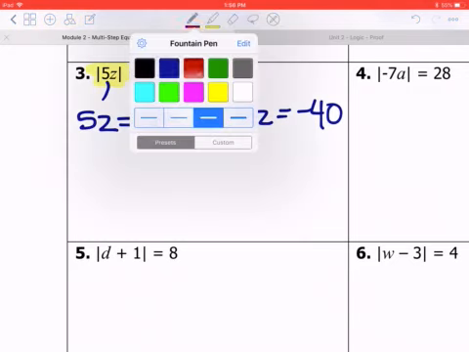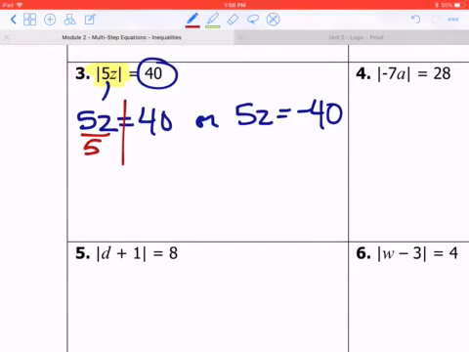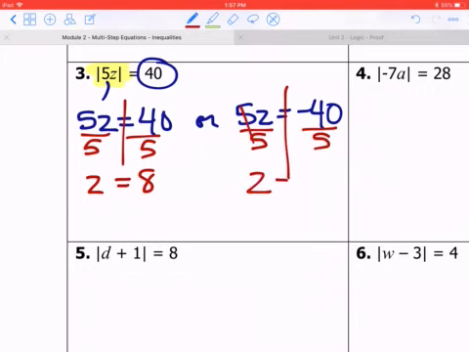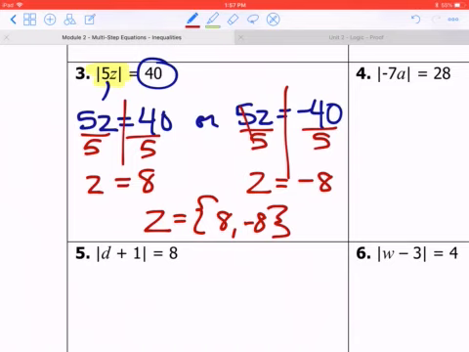And now we're just going to solve this. So I'm going to divide by 5, and this one, z equals 8, or here, if I divide by 5, z equals negative 8, okay? And so now I'm going to combine it and write it as one answer. So z is equal to 8 or negative 8. See how that works? And if I plug those back in, 5 times 8 is 40. Absolute value of 40 is 40. 5 times negative 8 is negative 40, which is also an absolute value of 40. All right?